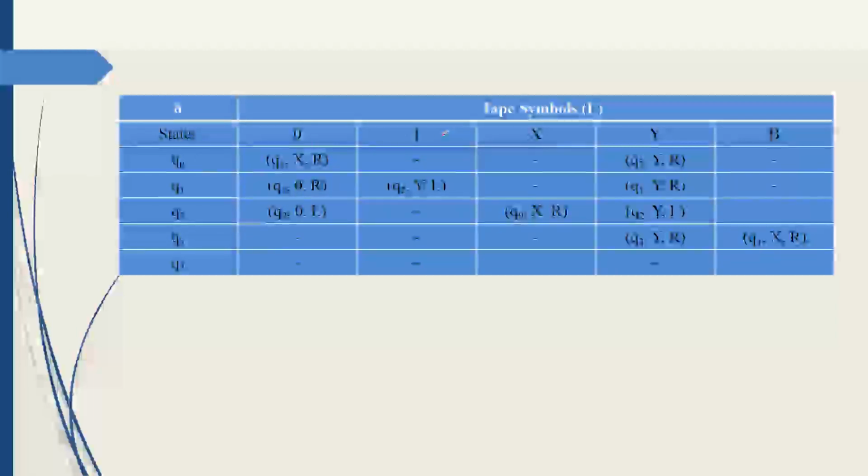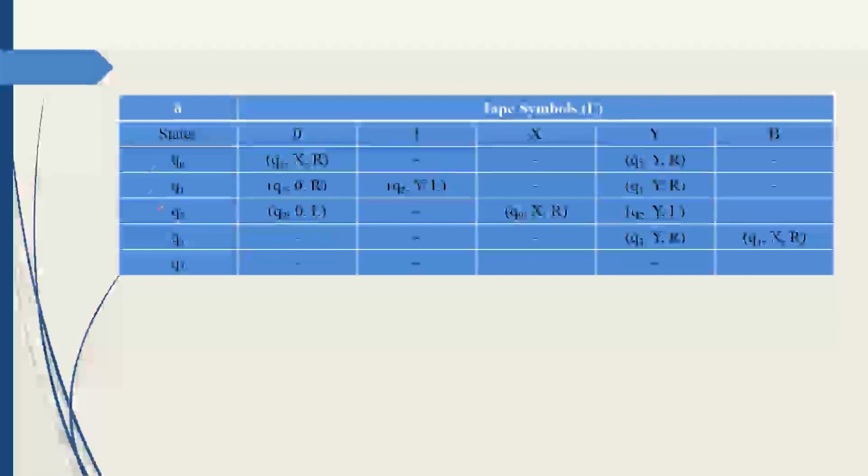If you are in Q0 and input is 1, the transition is not defined. If that is the case, we are going to put a dash in the transition table. Q0 on X, no transition is defined, dash. Q0 on Y, we say change the state to Q3, let Y be as it is, move the cursor to the right direction. Similarly, if you are in the state Q1 and input is 0, we say change the state to Q1, let 0 be as it is, move the cursor to the right direction.